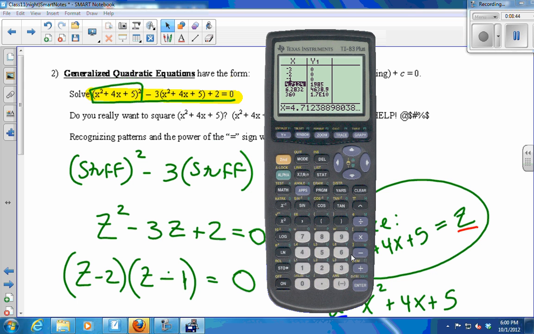Okay, so who can't type in x values? Anybody? Okay, so if you can't type in the x values, go to table set right above window, second window. Change the independent variable to ask. So independent is ask and dependent is auto.